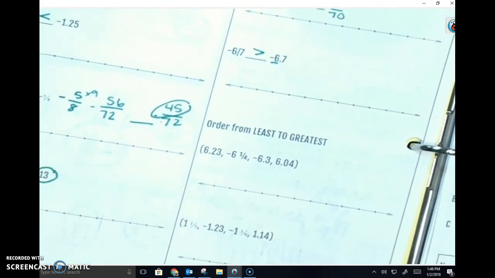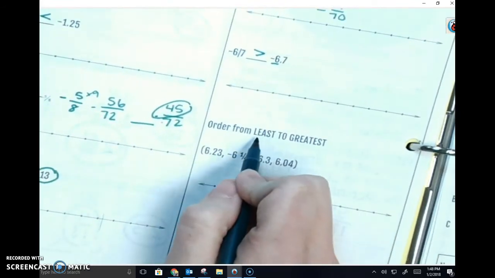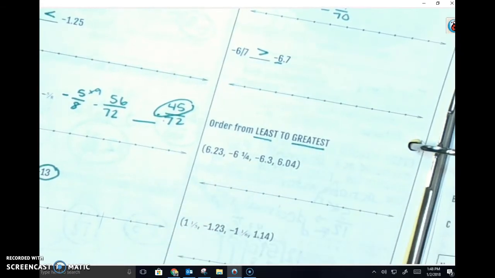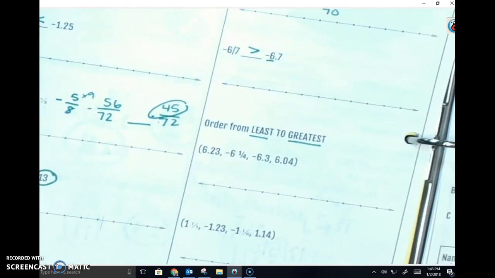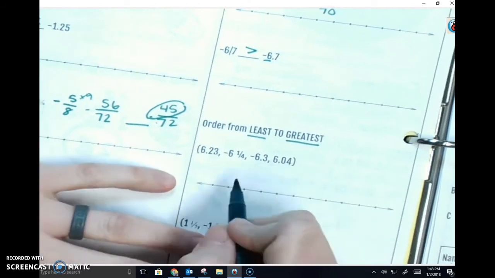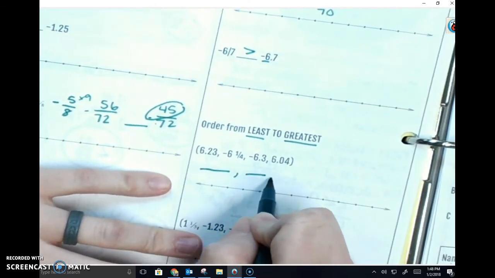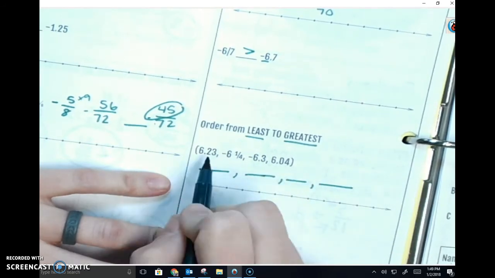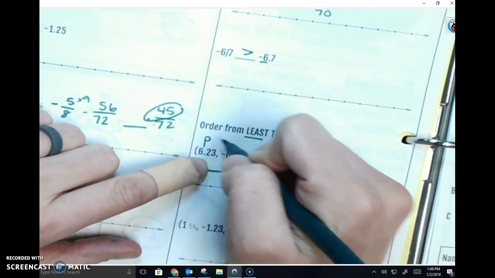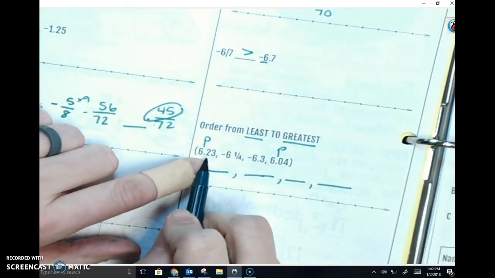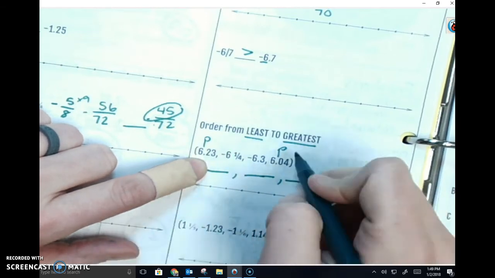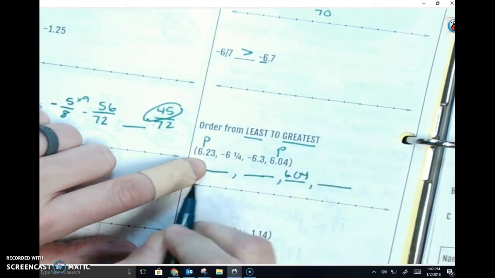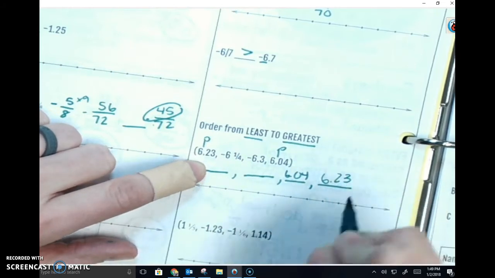These last two we're going to be ordering from least to greatest. That says least to greatest. You need to make sure that you are choosing the same form for them. The first thing I'm going to look for, though, is which ones are whole numbers and which ones are negative, because I know the positive numbers will be greater. So I'm going to make 4 little blanks here for my 4 numbers. I'm going to do my positive ones first. So these are my 2 positive numbers. I'm going to put P on top for positive, so I know. So we have 6.23 and 6.04. I know 6.04 will come on this positive one, and 6.23 will be right here.